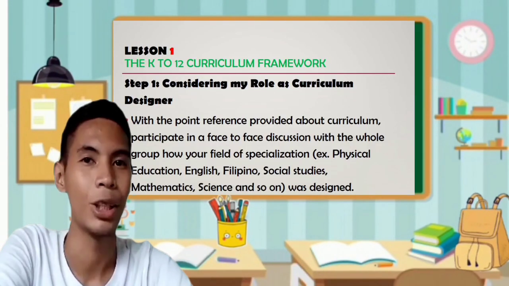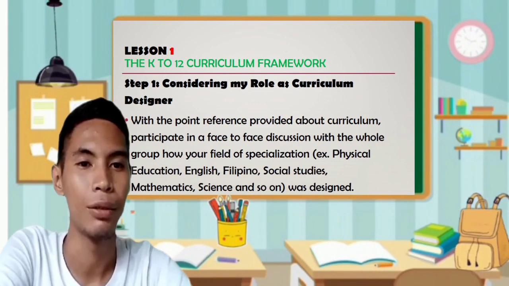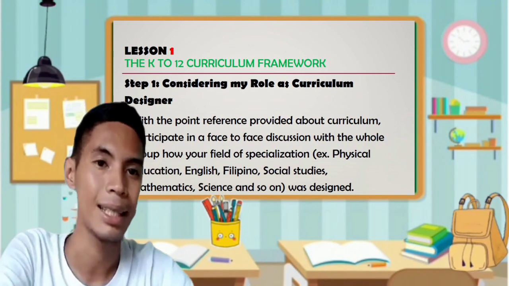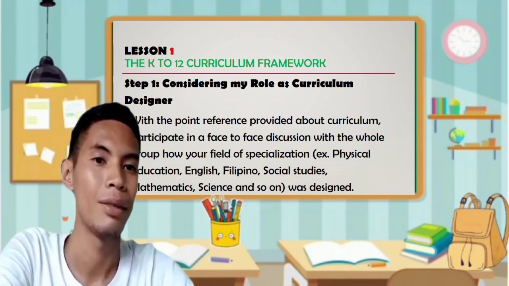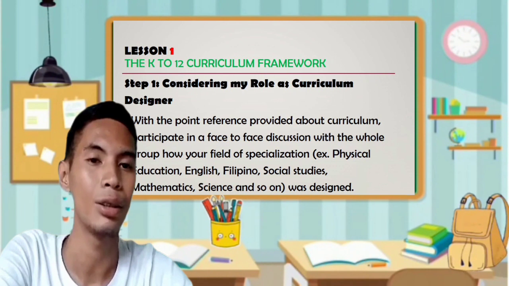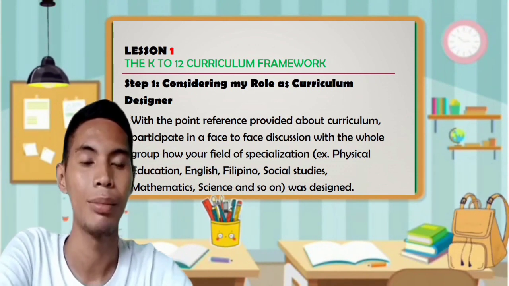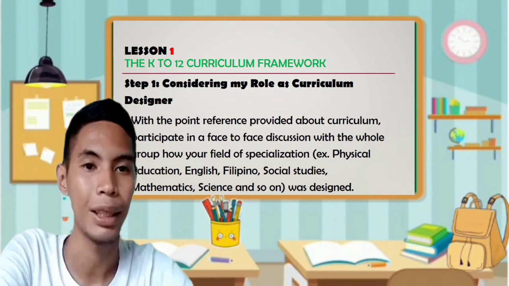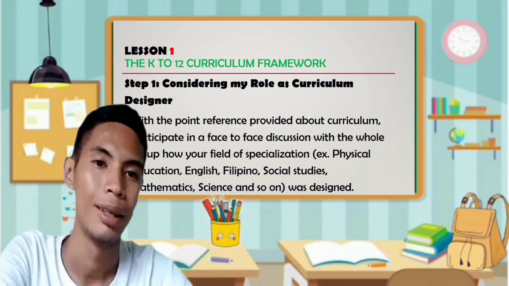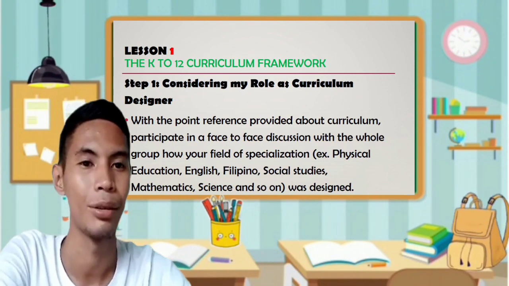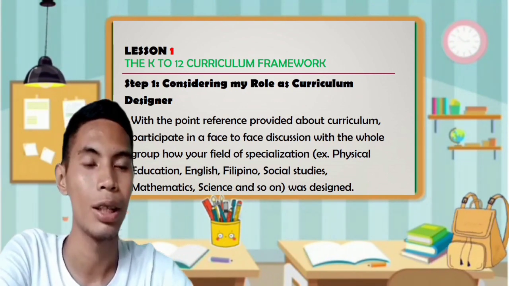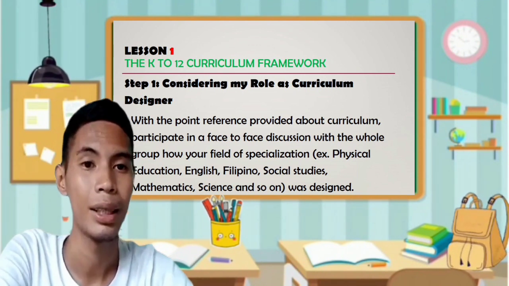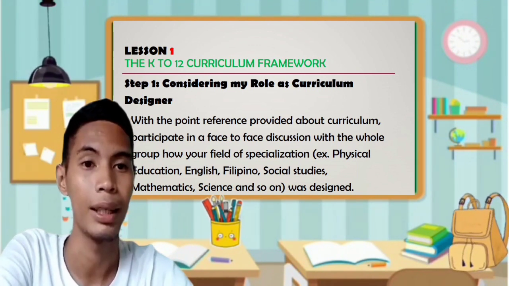Considering my role as a curriculum designer, how my fields of specialization, for example, physical education, mathematics, science, English, Filipino, social studies, and so on, was designed. As a curriculum designer, I will consider my role in terms of the expertise of the discipline. For example, I am a general science major, so I design the curriculum only for science and not in the other disciplines, because general science is my expertise and not the other disciplines.